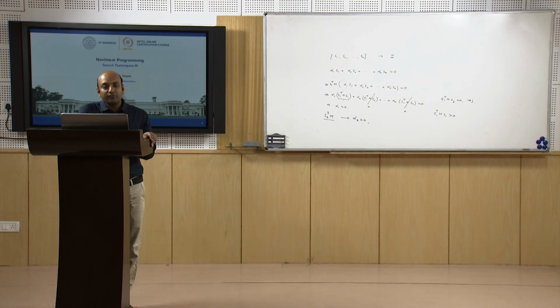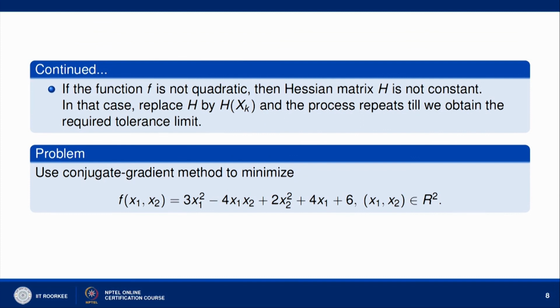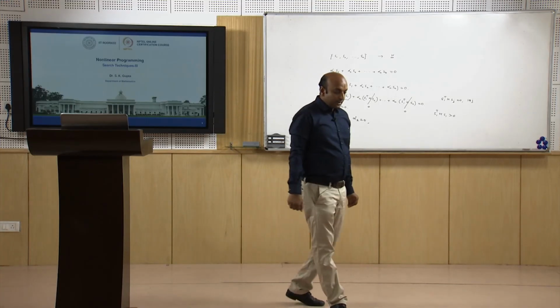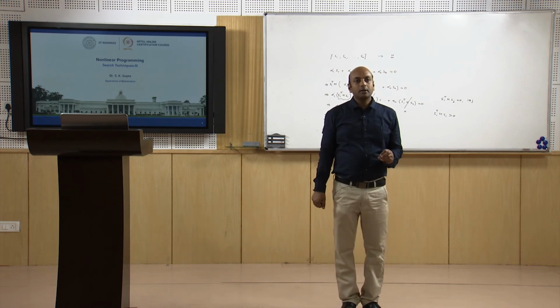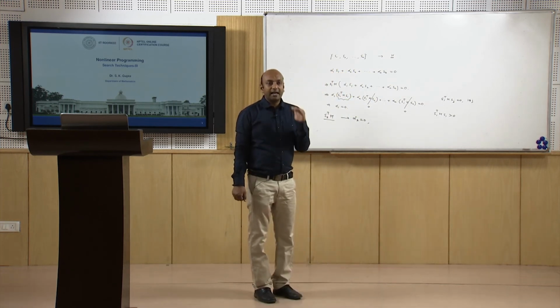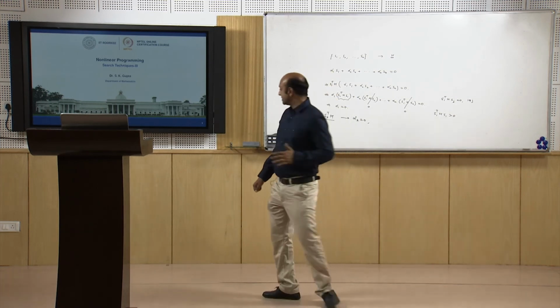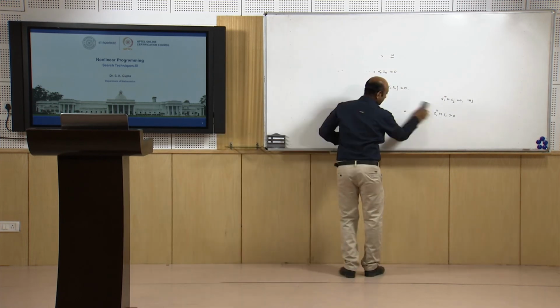Suppose f is a quadratic function of n variables with positive definite matrix. Okay. Let gradient of f at x1 be the gradient of f at x1, where x1 is the initial approximation. Then we have all these expressions. Basically, what is the main idea of this conjugate gradient method? It's something like the steepest descent method, but instead of moving along the negative of gradient of f, we move along conjugate directions. Now, what is there in this method? Let us see the main algorithm of this method.